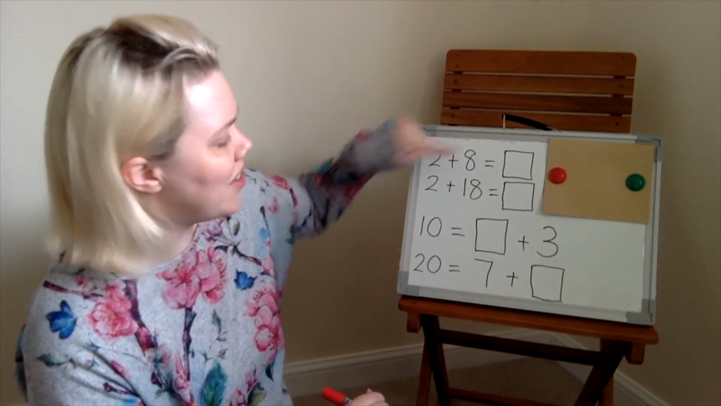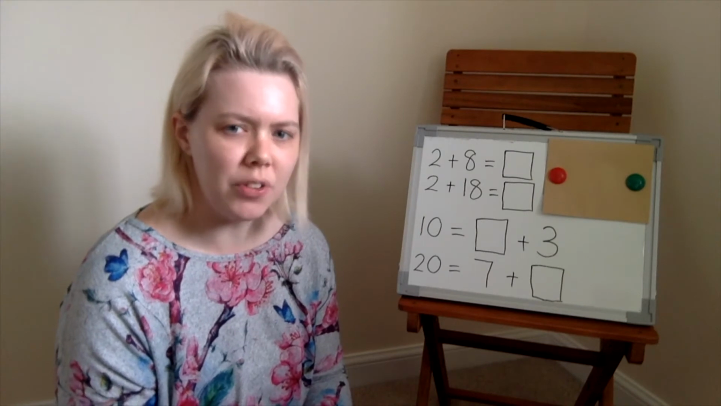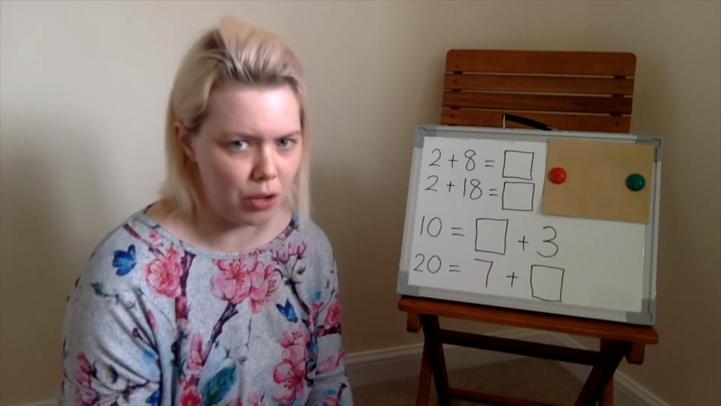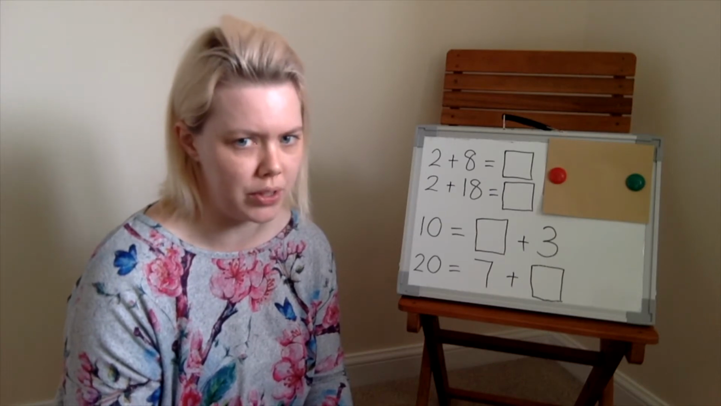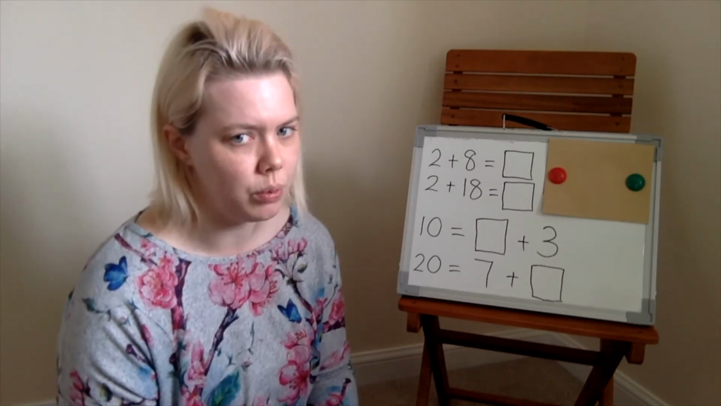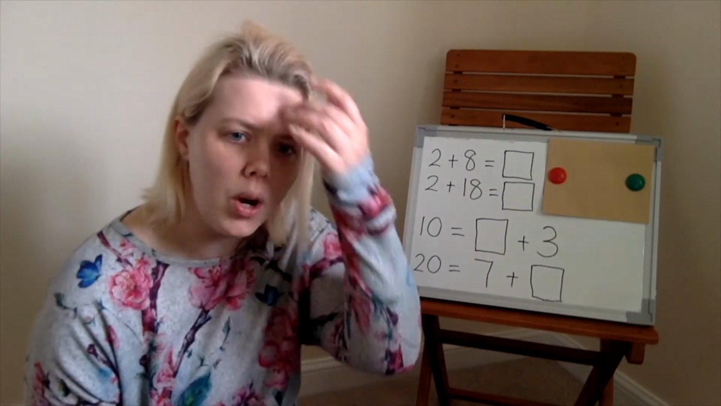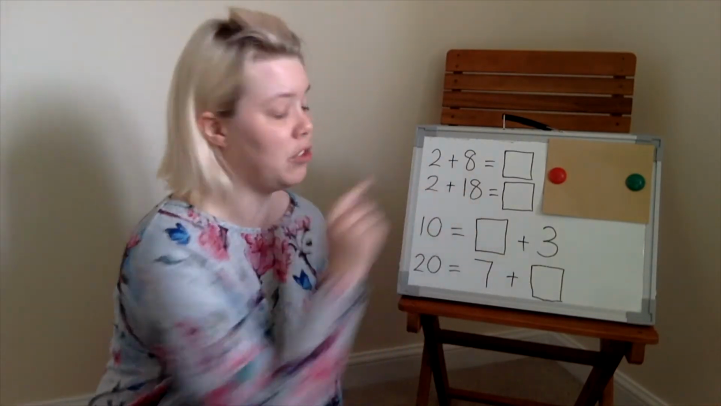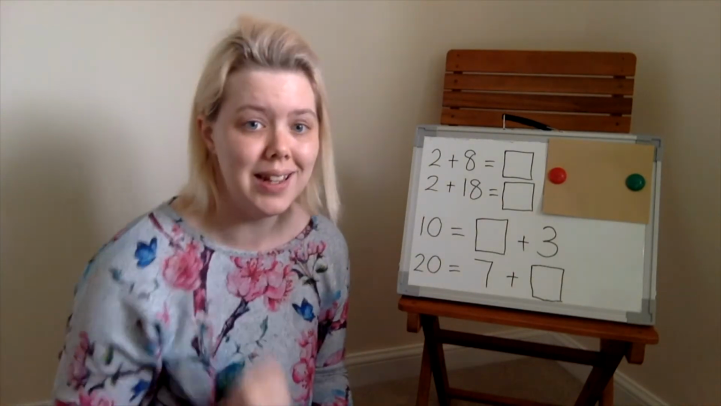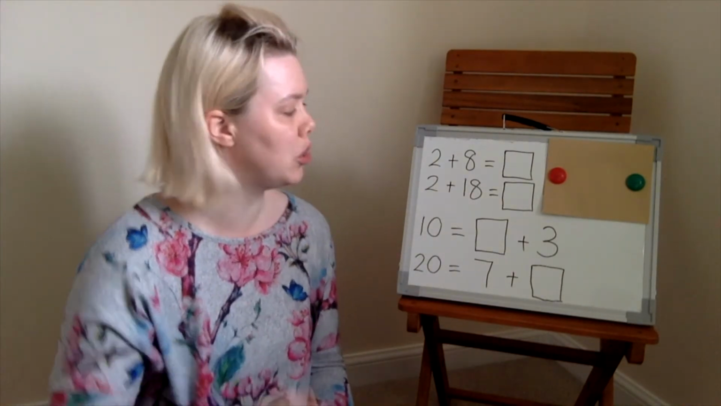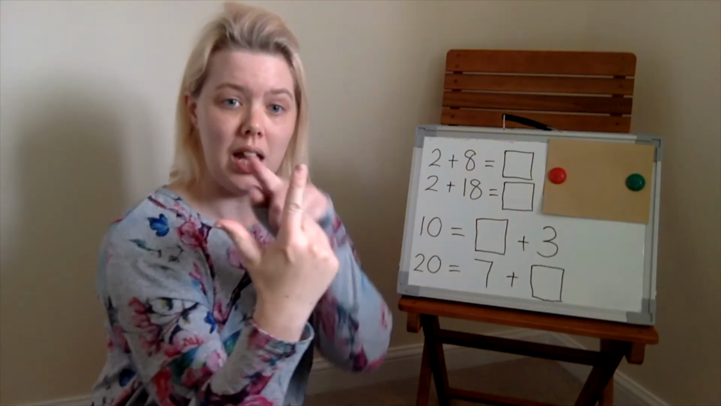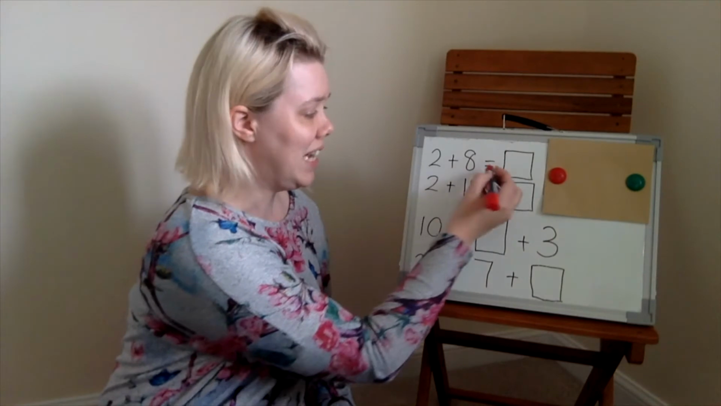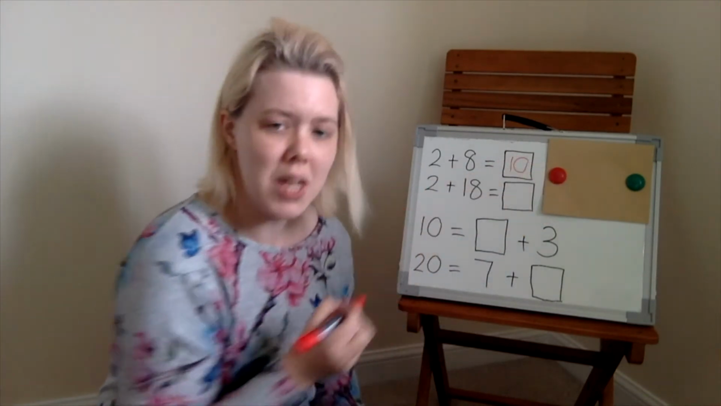So 2 add 8. If I was going to work out 2 add 8, hopefully I would already know this one because we've done lots of work on number bonds. So I already know what 2 add 8 makes, but if you are struggling and you are not sure, I would suggest that you put the biggest number there in your head, so the number 8, and you count on 2 more. So we have 8, 9, 10. So 2 add 8 makes 10.